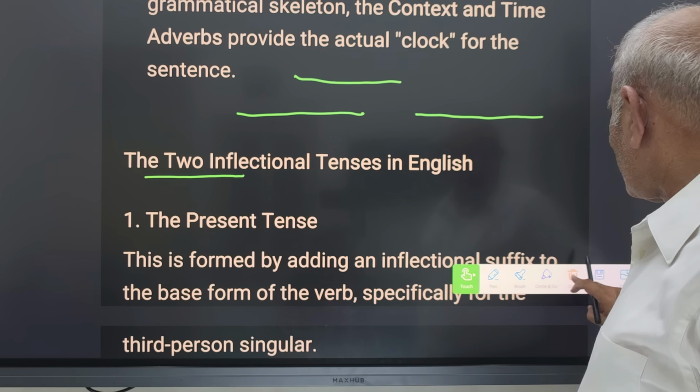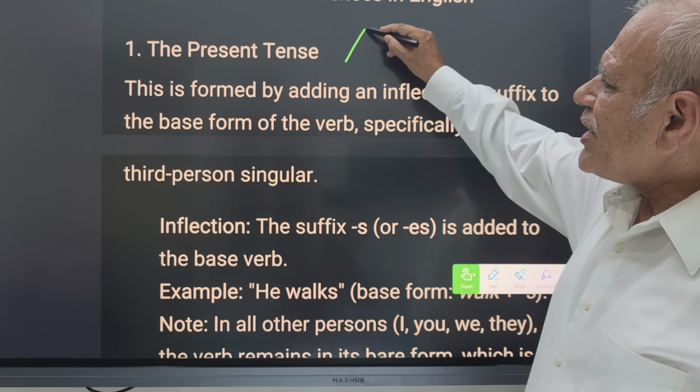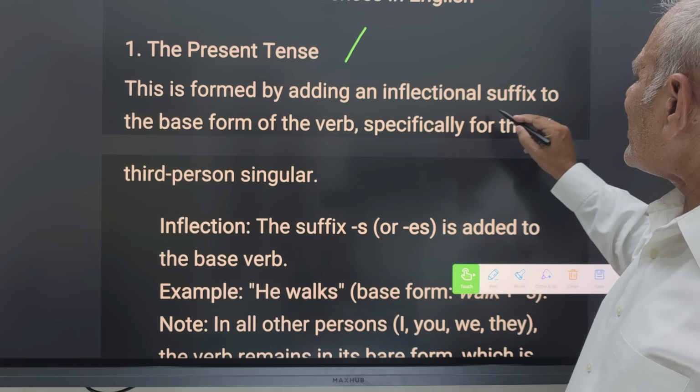Now see again: two inflectional tenses in English. Present tense is formed by adding an inflectional suffix to the base form of the verb, especially for the third person singular. Inflection: the suffix s or es is added to the base verb. Example: he walks. Or simply you would write I walk. But for the third person singular, s is added.